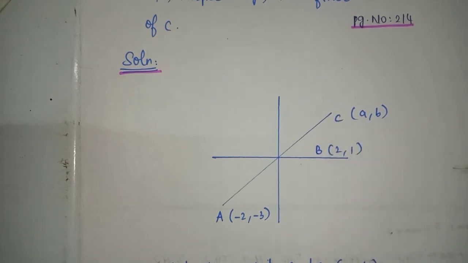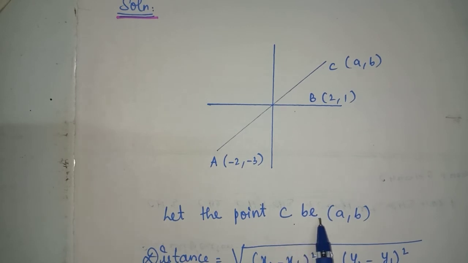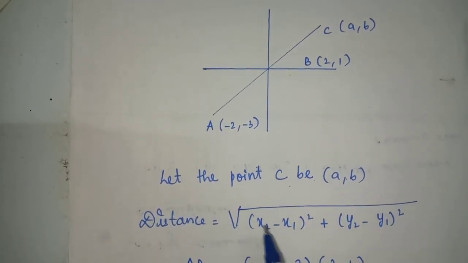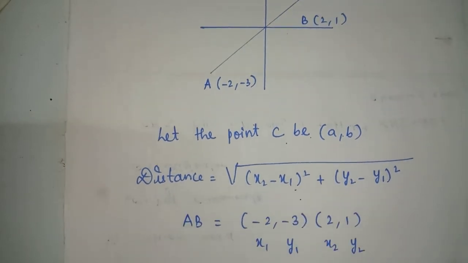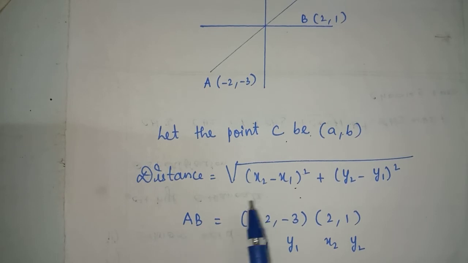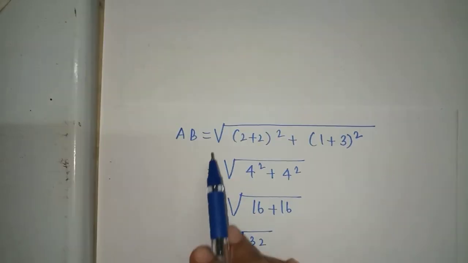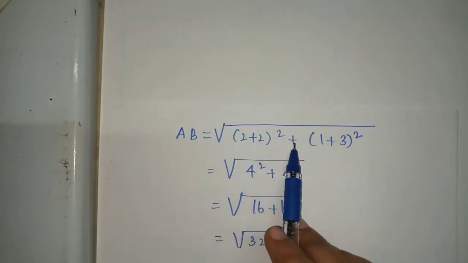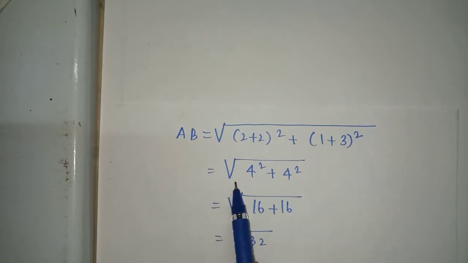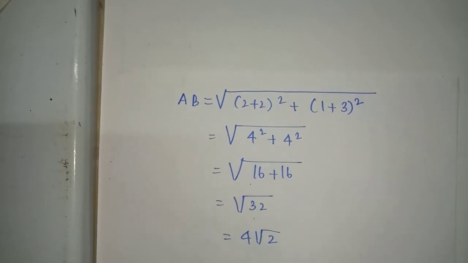So let the point C be a, b. The distance formula is root of x2 minus x1 the whole square plus y2 minus y1 the whole square. We are going to find the distance of AB. So A is minus 2, minus 3, that is your x1, y1. And B is 2, 1, that is your x2, y2. AB is equal to root of 2 plus 2 the whole square plus 1 plus 3 the whole square, which is equal to root of 4 square plus 4 square. 4 square is 16, so 16 plus 16 is equal to root 32. That is nothing but 4 root 2.